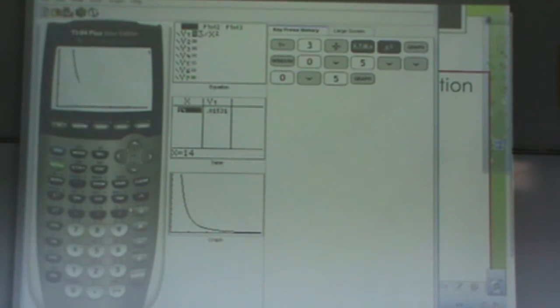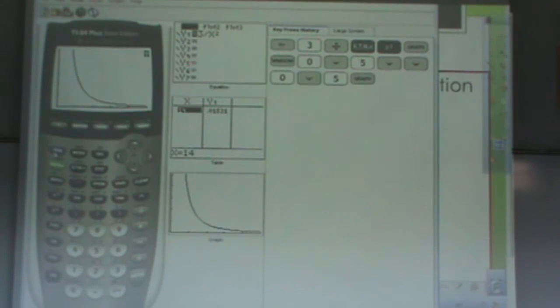Hit graph again. And we can see just the first quadrant. What we were concerned with was the slope of the tangent line to this graph at the point (1, 3). So (1, 3) clearly would be in this first quadrant, right here. What I want to do is check this with my calculator.